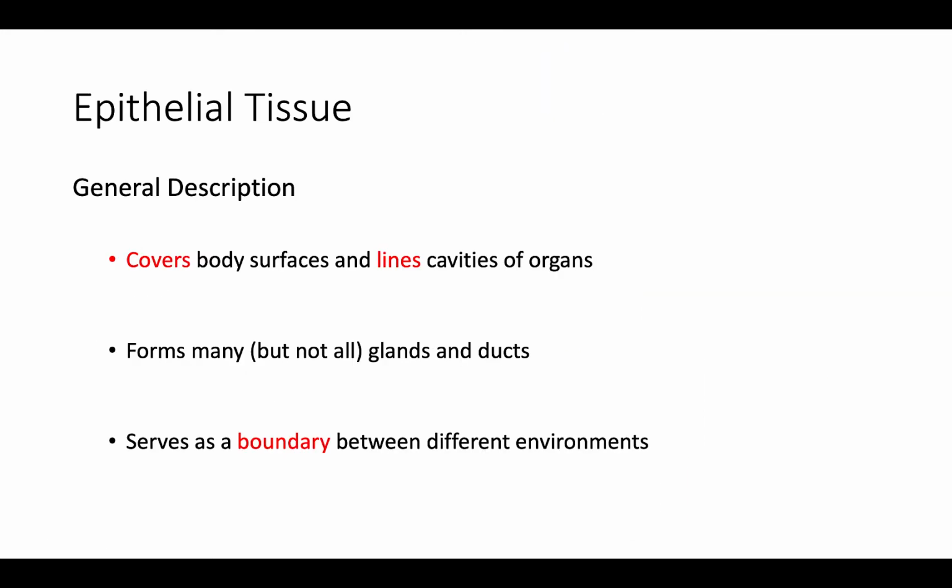So starting off with epithelial tissue, this is going to form the top layer of your skin. It'll form a boundary to separate and protect you from the environment. So it's going to help cover your body surfaces and line cavities of organs. It'll form a lot of the different glands and ducts that we find throughout the body. And like I just said, it forms a boundary between us and everything around us. So it serves as protection.